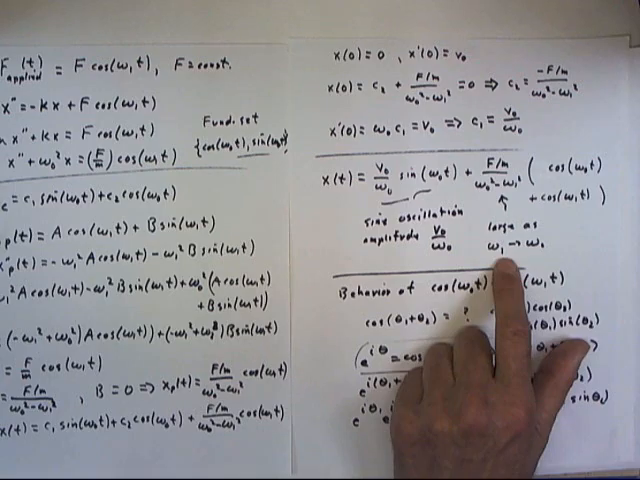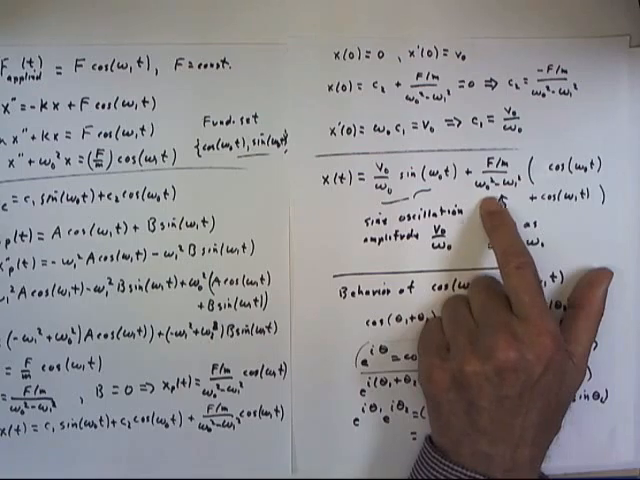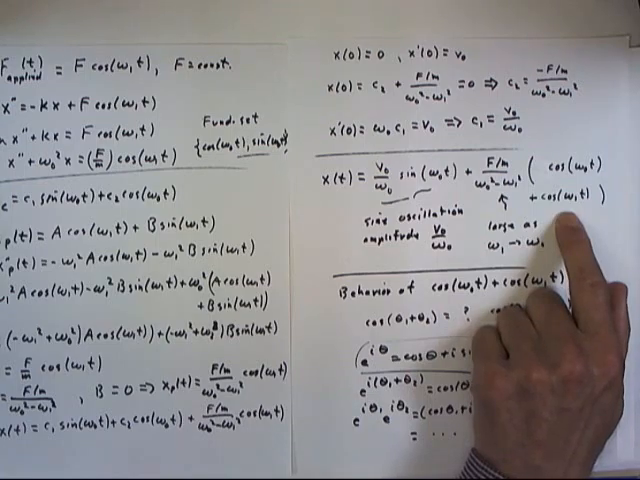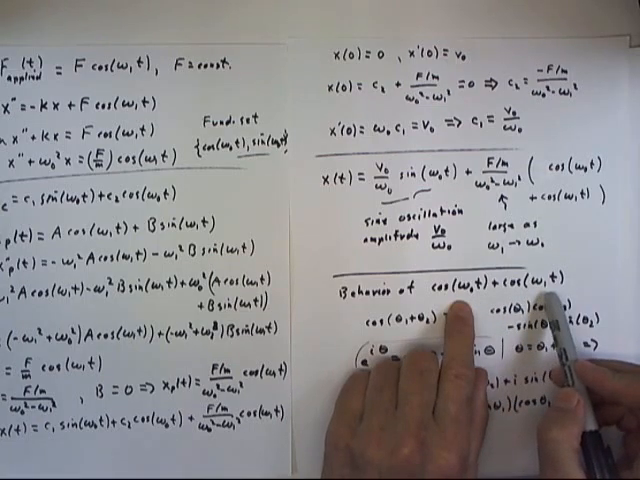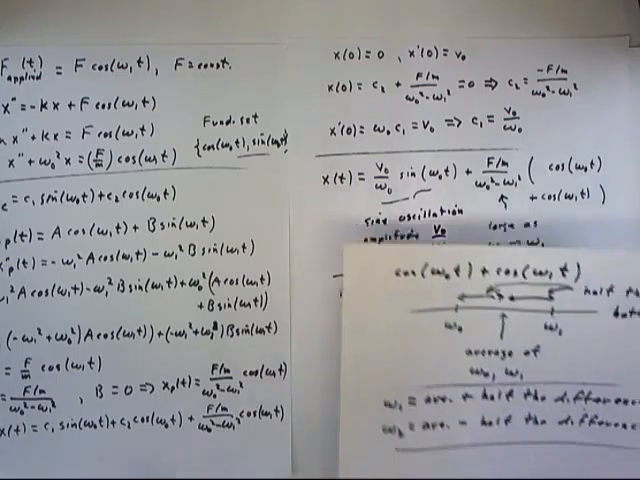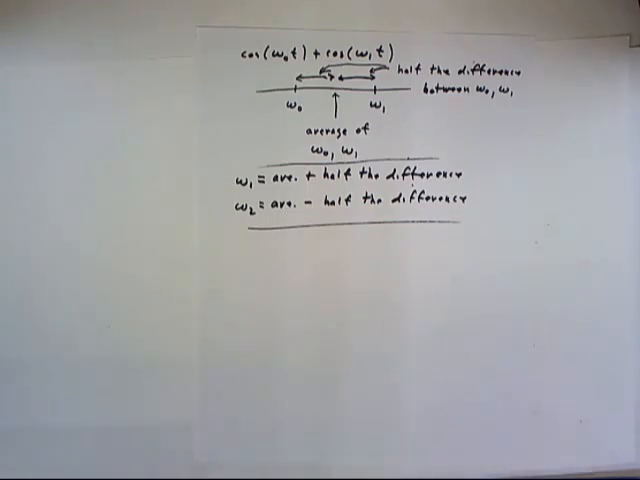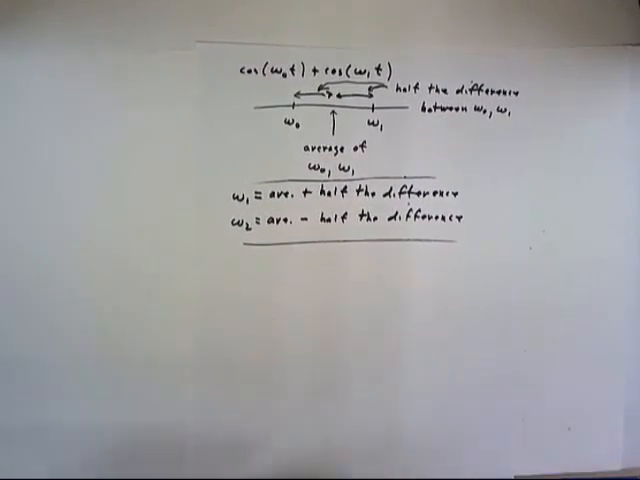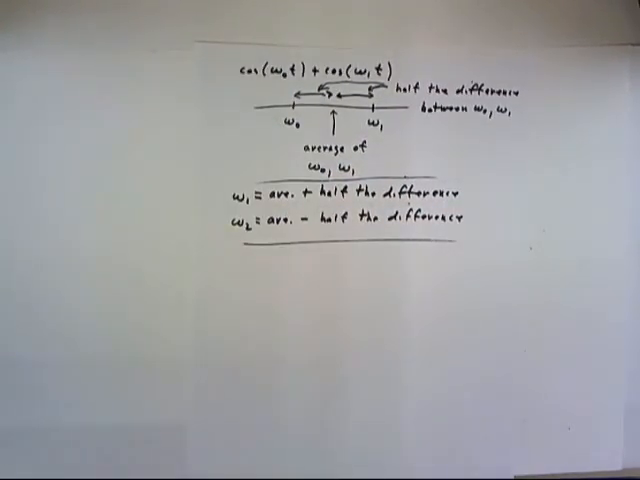part of the solution that has an amplitude that gets larger as omega naught and omega 1 get closer, and is some combination of the cosine of omega naught and cosine of omega 1 functions. And we're trying to look at the behavior of the cosine of omega naught t plus the cosine of omega 1 t. So we're going to look at this expression, cosine omega naught t plus cosine of omega 1 t.